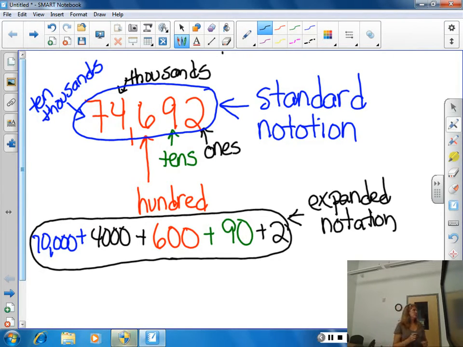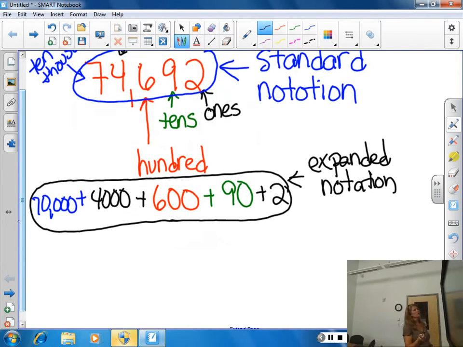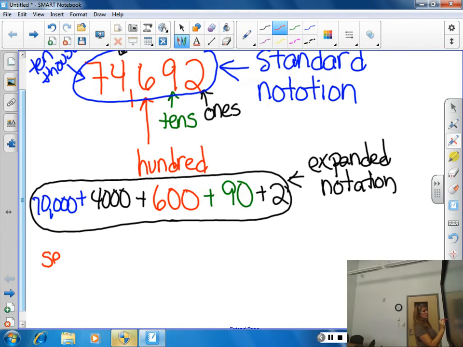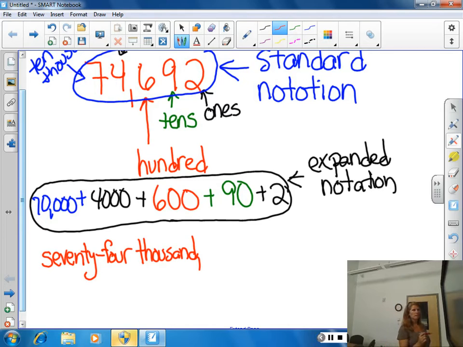The third thing we can do with that number is to write it in words, which I've already said, but I'm going to say it again. 74. When I write 74, I write a hyphen in between it. Those two numbers are connected by a hyphen. 74, and then I state the period, which is thousands. 74,692. 92 is another word that I would hyphenate. When I write that out in words like I just did, that's called written notation.